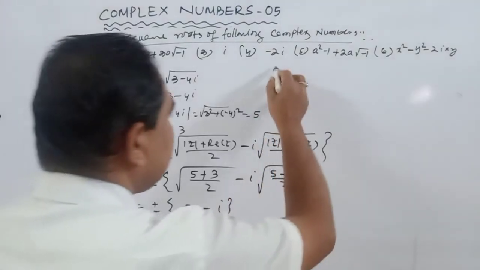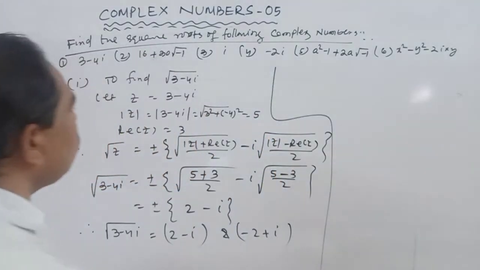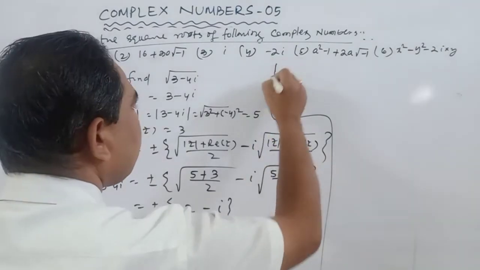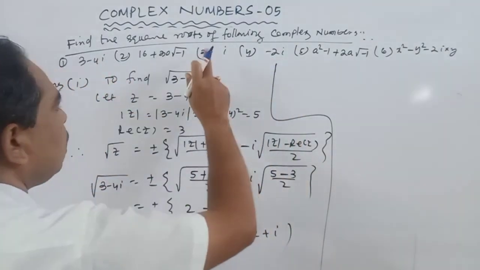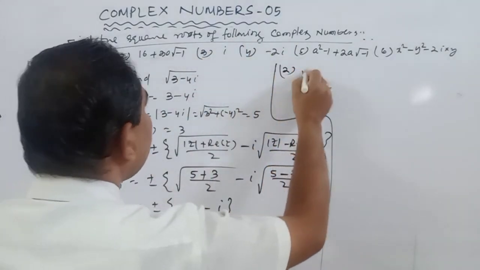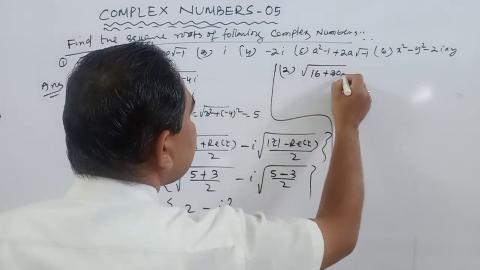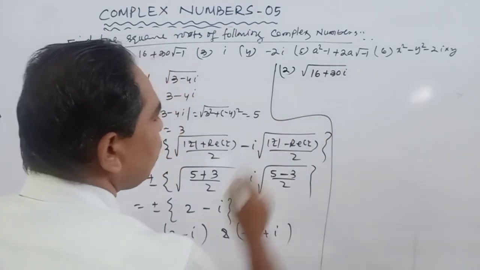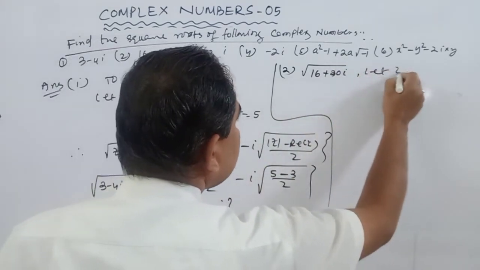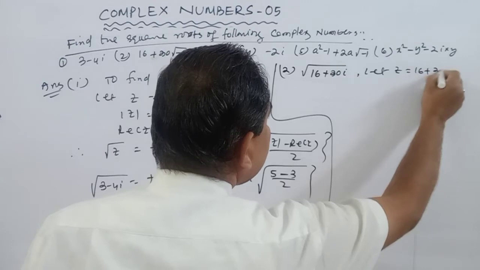Next, question number 2: the square root of 16 plus 30i. Let z be equal to 16 plus 30i.